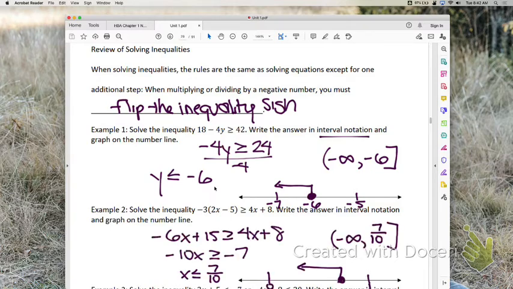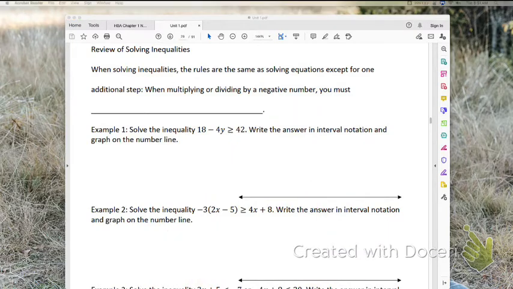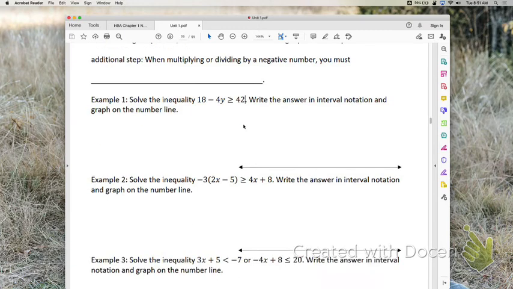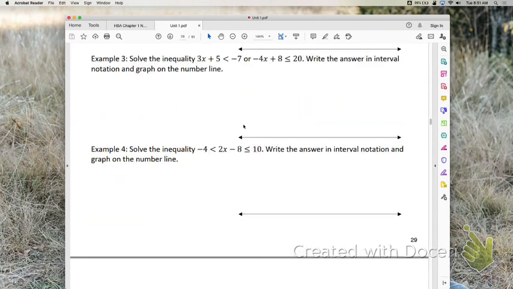All right, so checking out your work for example 1 and 2. Any questions on the basic inequality stuff? Okay, let's talk and or. Number 3 is an or inequality. I heard some of y'all talking about it. Or inequalities are handled like normal inequalities, which means that we solve both of them separately and graph them on the same number line.